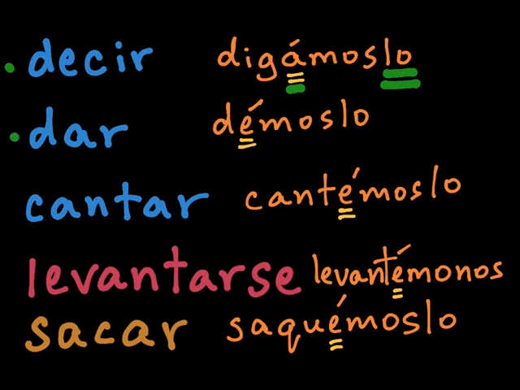Next verb is dar, to give. So here it ends on AR, the opposite vowel will be E, so it is démoslo. If you add the direct object pronoun to the command, then again you have to indicate that change in the number of syllables with the accent mark. Cantar, cantémoslo. This one is a regular verb, but it is the same business. If you add the direct object pronoun, you will have to indicate the change of the number of the syllables with the accent mark. Okay?